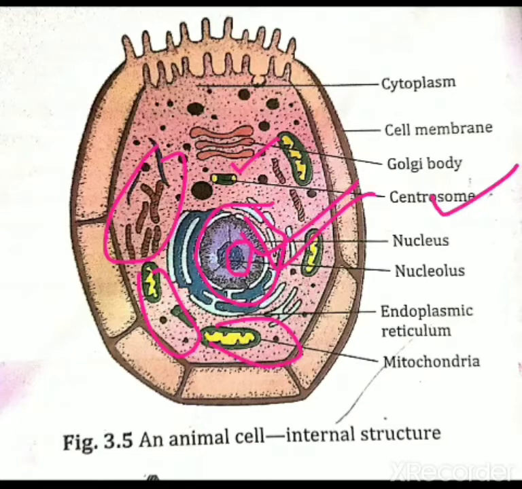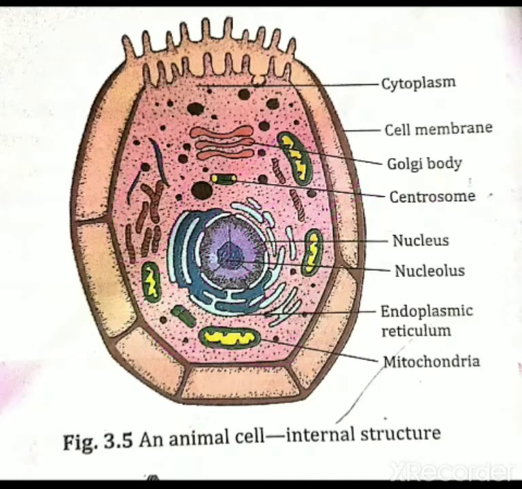Then the endoplasmic reticulum. The endoplasmic reticulum is an irregular network of tube-like structures. You can see this is your endoplasmic reticulum, this tube-like structure. Irregular network means that they don't have any definite shape or size. Then it connects the plasma membrane with the nuclear membrane.